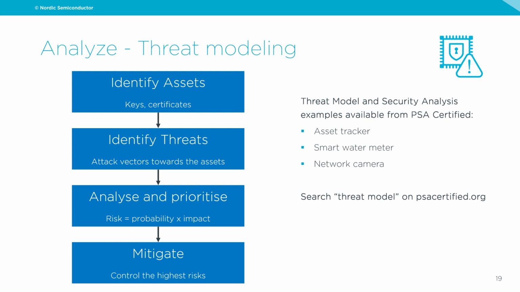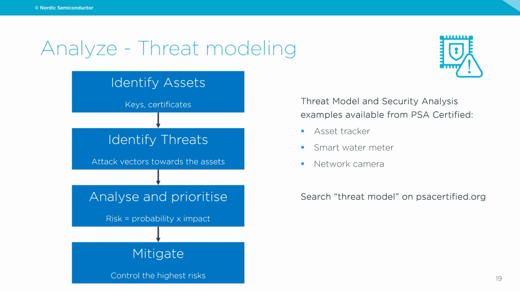Once we have those two known, then we need to do the analysis and prioritization. So we need to do a risk analysis. What is the probability of these attacks and what is the impact? And then we get the risk out of that. And once we have that, we of course prioritize, and the ones with the highest risk will be the ones that should be tackled first. And then we need to look at the mitigation. So how do we actually control and implement mitigation against those threats?